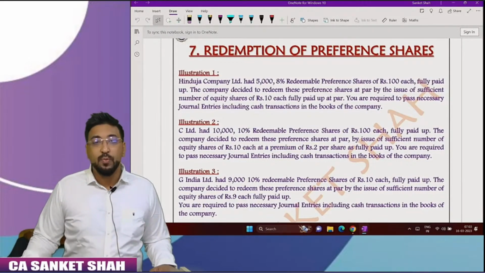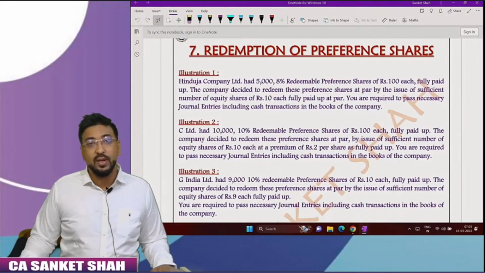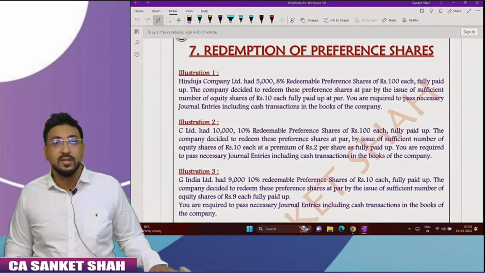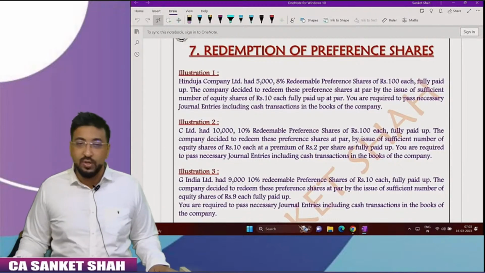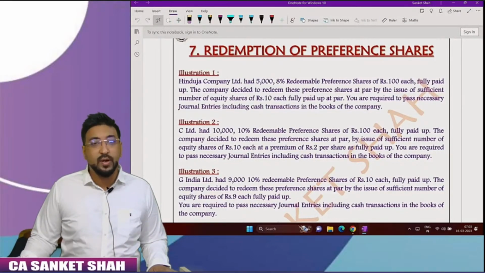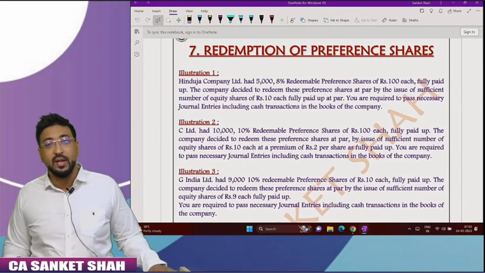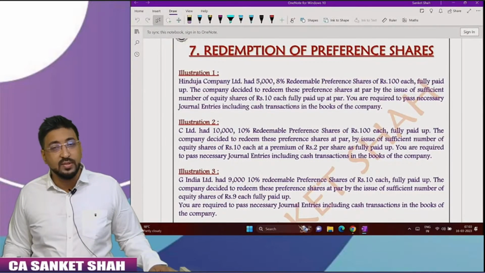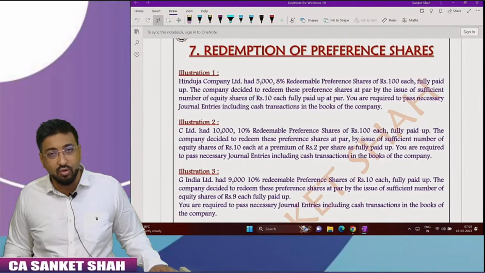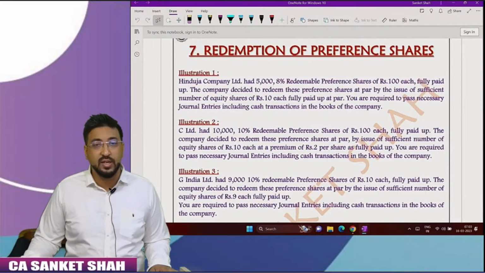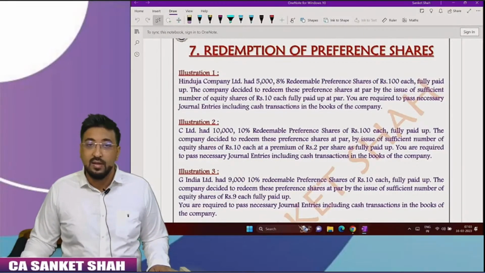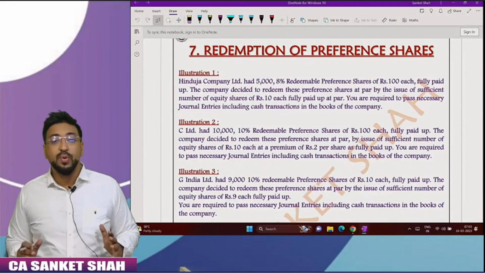Balance sheet pro forma is very important. Equity and liabilities: shareholders' funds, share capital, reserves and surplus; non-current liabilities, long-term borrowing, deferred tax liability, other long-term liabilities, long-term provisions; current liabilities, short-term borrowing, trade payables, other current liabilities, short-term provisions. Assets: non-current assets, property, plant and equipment, intangible assets, capital WIP, intangible assets under development, non-current investment, deferred tax asset, long-term loans and advances, other non-current assets; current assets, current investment, inventory, trade receivables, cash and cash equivalents, short-term loans and advances, other current assets. This is how we have to prepare the balance sheet.